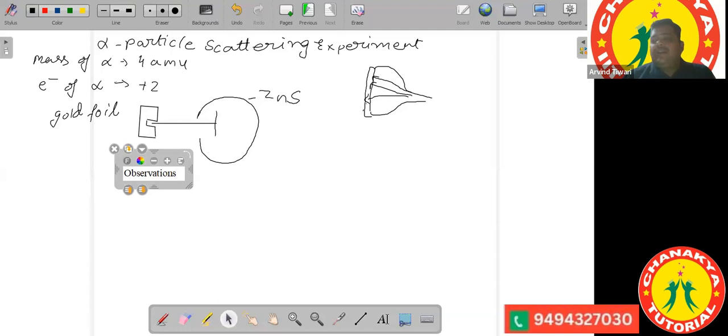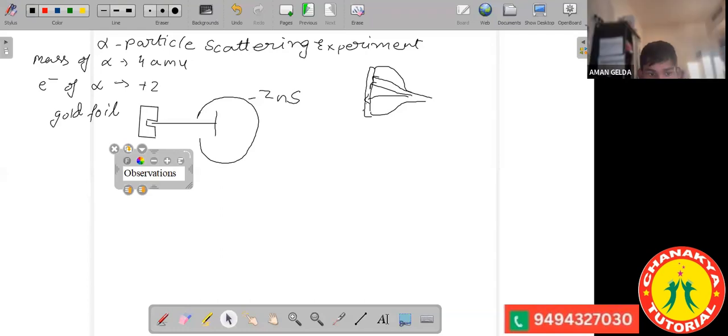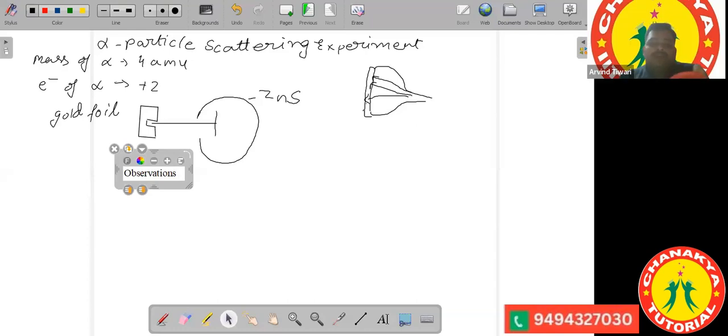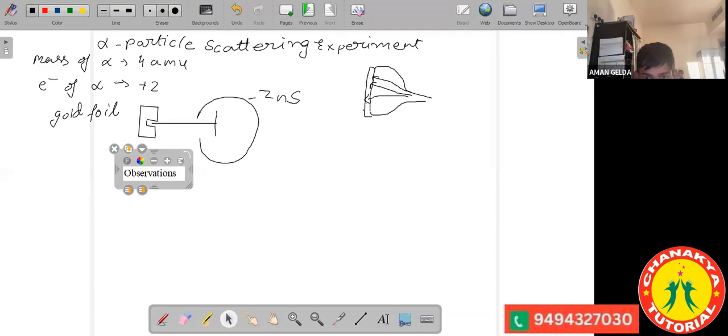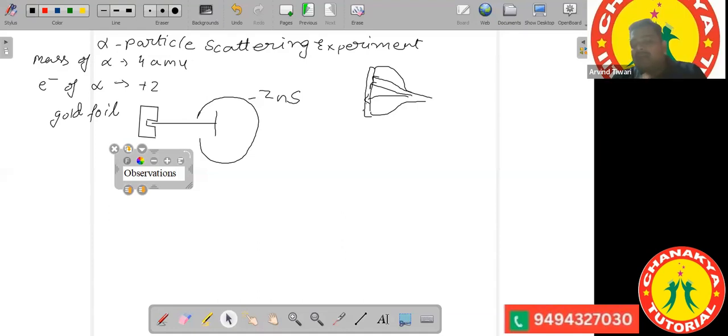The same thing I would also hear from someone else. Aman, what were the observations of the alpha particle scattering experiment? Sir, some rays went through the gold foil. Some rays slightly bounced. Some of them bounced off. Okay, do you say some bounced off or deviated? Sir, some rays deviated. Some rays slightly changed directions. See, a few of the alpha particles bounced back, and some of the alpha particles deviated by small angles.